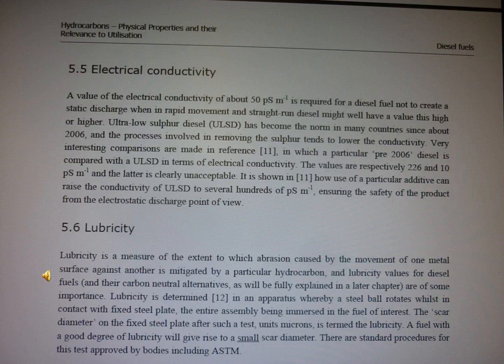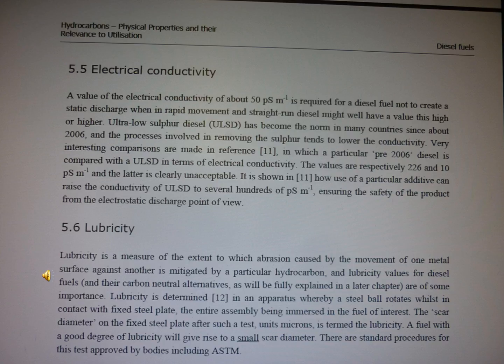Then we can talk about the electrical conductivity. A value of electrical conductivity above 50 picosiemens per meter is required for the diesel fuel, so as not to create a static discharge during rapid movement. So this is important for the electrical conductivity of diesel fuel.